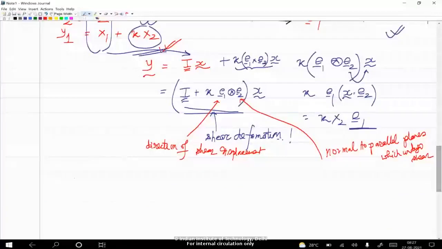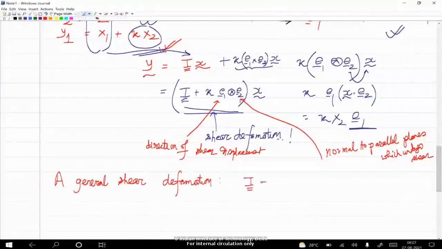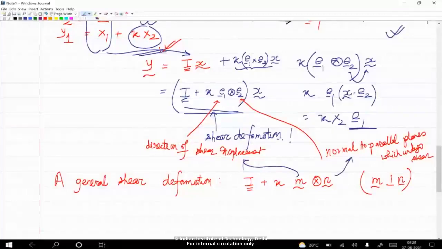Okay, so having seen that, a general shear deformation can be written as follows. That will be identity plus K into M tensor product N, where M is perpendicular to N. And then you know what each is. The second one, N, is the normal to parallel planes which undergo shear, and the first one, M, is the direction of shear displacement. I hope that this is clear to you. So these are the two simplest deformations: uniaxial stretching or shear deformation.